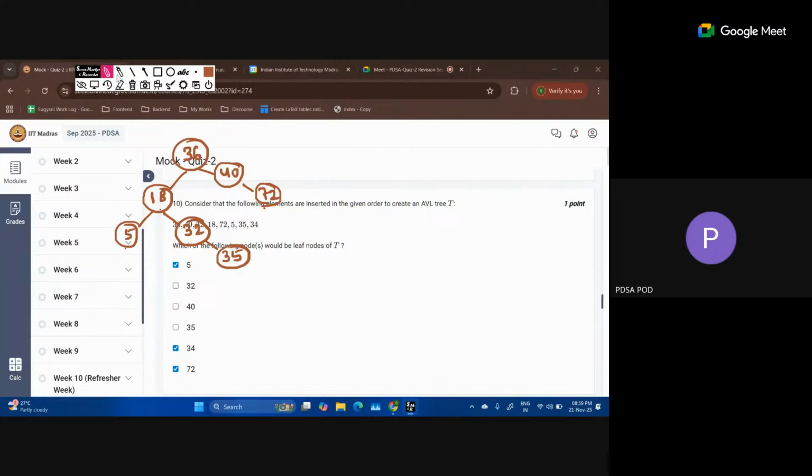Let's see. 72 is balanced. 40 is balanced. 1 and 0. So this is balanced. Now 35 is balanced, 0, 0. 32, 1 and 0. So this is also balanced. 5, 0, 0 balanced. 18, 2, and this is 1. So this is balanced. And 36, the height for this left child is 3. Height of the right child is 2. So 3 minus 2 is 1. So this is also balanced. Okay?